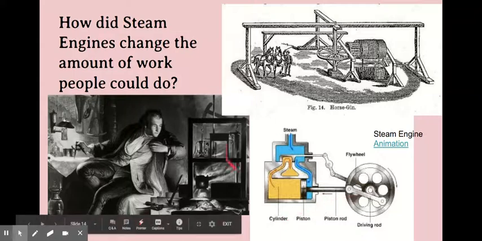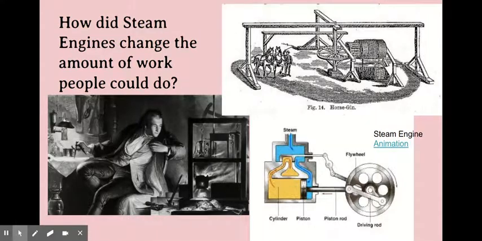But James Watt's steam engine, which was powered by burning coal, could get you such high amounts of power as up to the power of 5 horses in a single engine. And we would call that 5 horsepower.